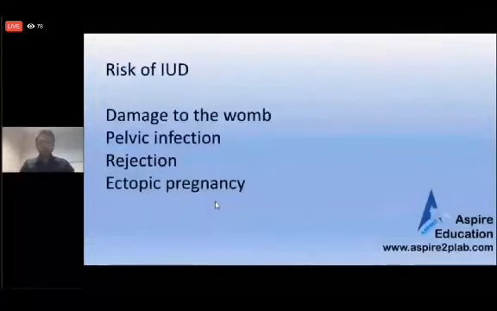Whatever you might prescribe, you should be able to talk about some of the contraindications and complications of that particular kind of contraception. So, for example, we take IUD. There are complications which might happen in the future. What are those? One, it can cause damage to the womb, it can cause PID, it can lead to rejection. The body might not accept the IUD, and then there might be chances of ectopic pregnancy, which the patient is always at risk of. So you have to mention these complications which might happen in the future to the patient.